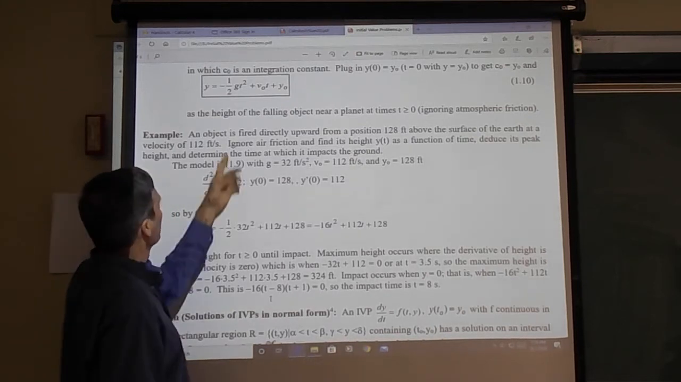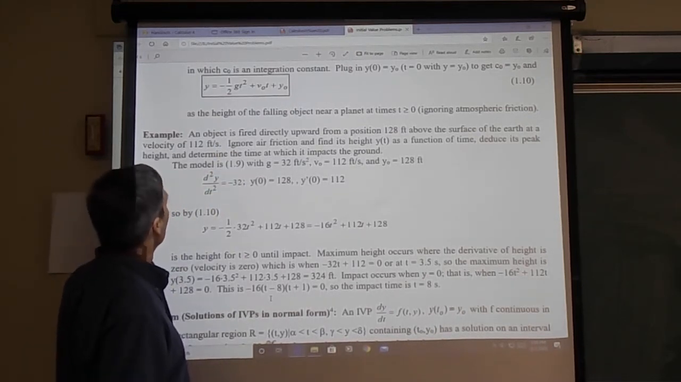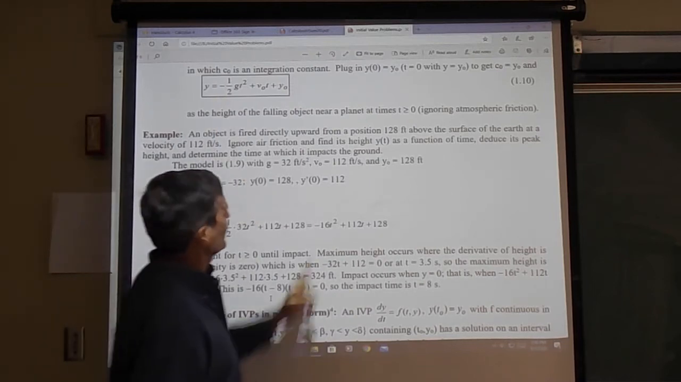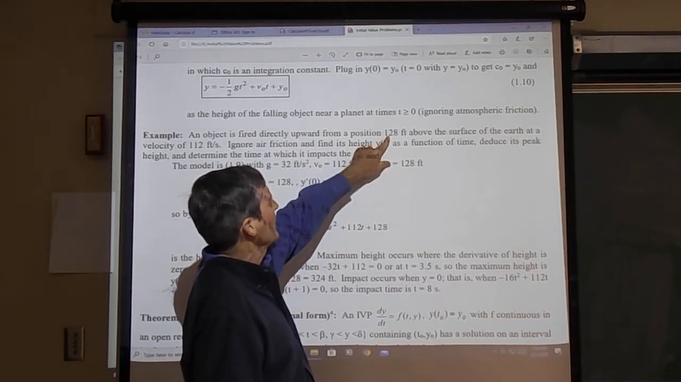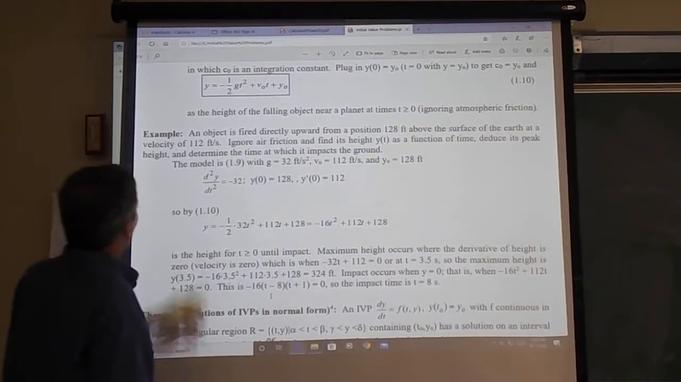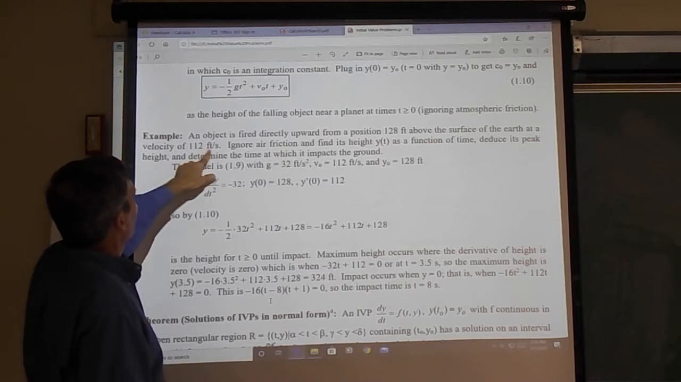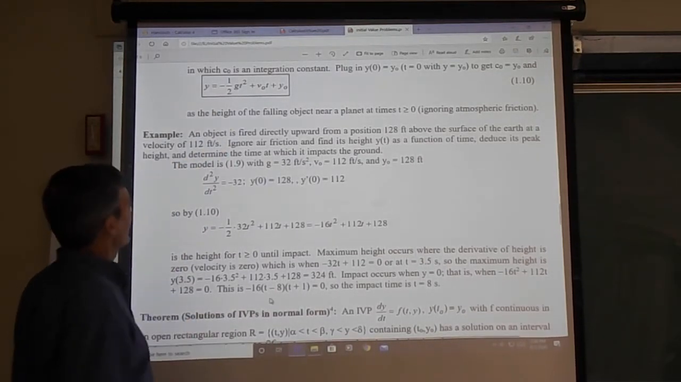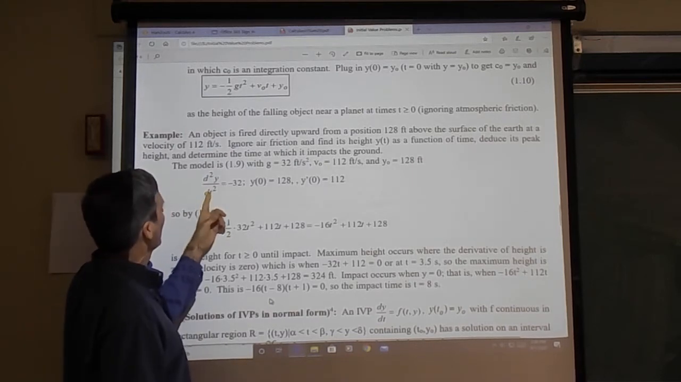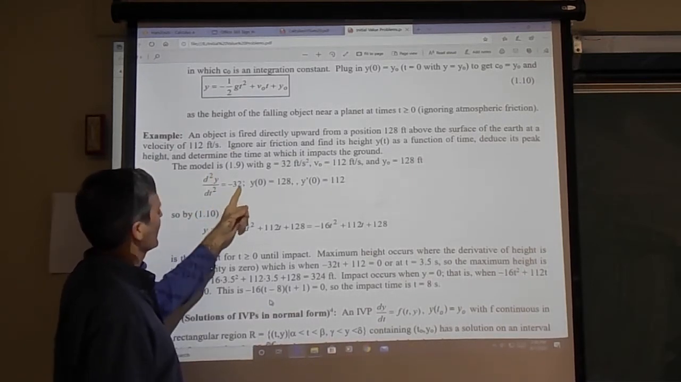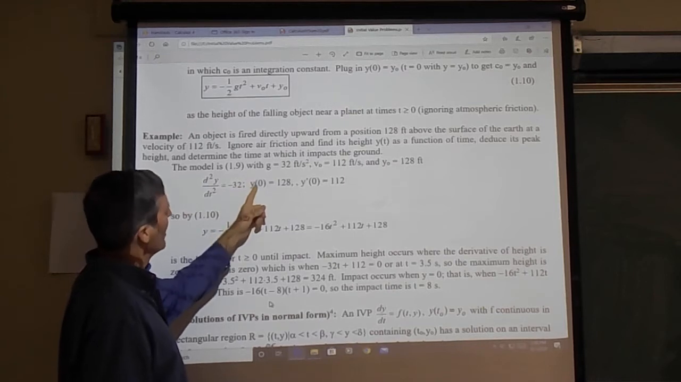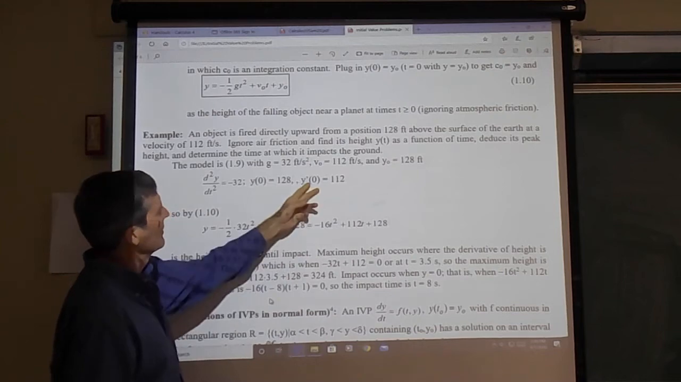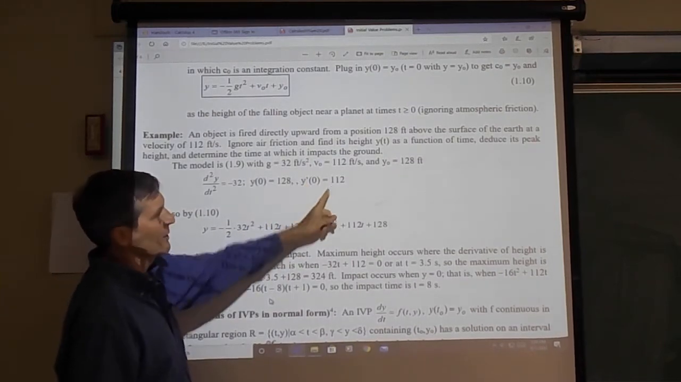And so we can solve a problem like this. Suppose we fire an object straight up. So it starts with an initial position. Maybe I'm firing it from a cliff 128 feet high. And I fire it upward with a 112 feet per second velocity. Ignore air friction. Find its height as a function of time, and find its peak height and so forth. Well, here's the model. d squared y/dt squared is minus 32. I'll put in what g is this time. y of 0 equals 128. y prime of 0 equals 112. Right? That's the velocity, positive 112 because it's upward.